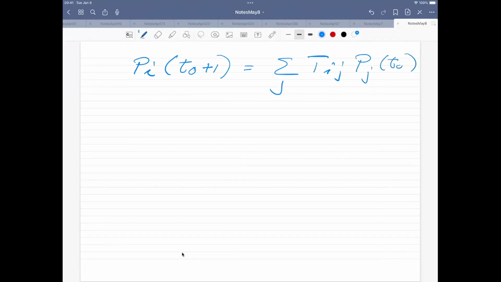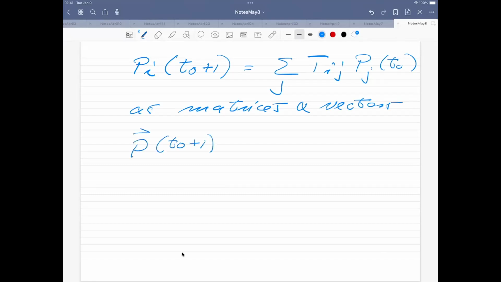Now, a Markov chain is such that when we rewrite this in matrix and vector language, you can then rewrite this equation as a vector P at the time t0 plus 1 equal to this matrix T times a vector P at the time t0.